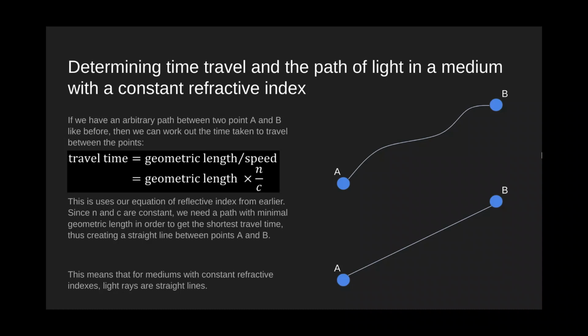So you can see that our n and our c are constant, so our refractive index is constant and our speed of light is constant, obviously. And so to get the smallest time taken, we need to find a path with a minimal geometric length. And we know that between 2 points, the shortest length is always a straight line. And therefore, this means that mediums with a constant refractive index always produce straight lines for their fastest time of travel.